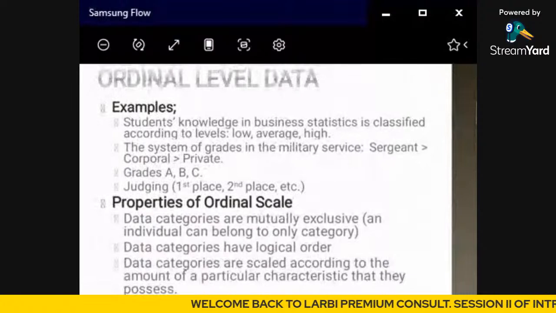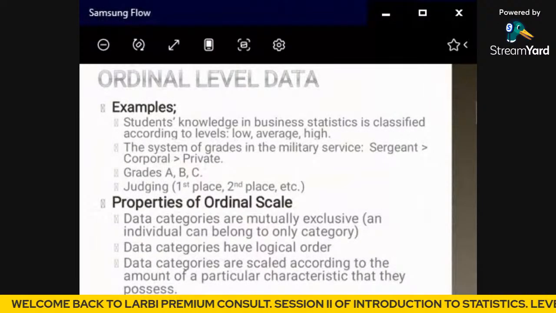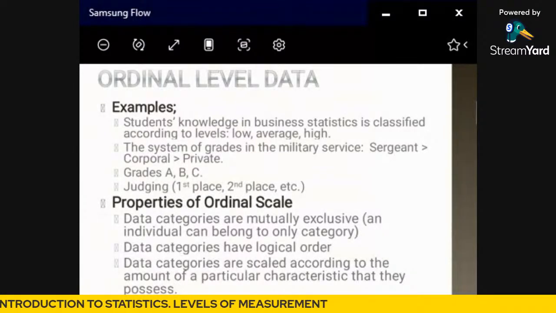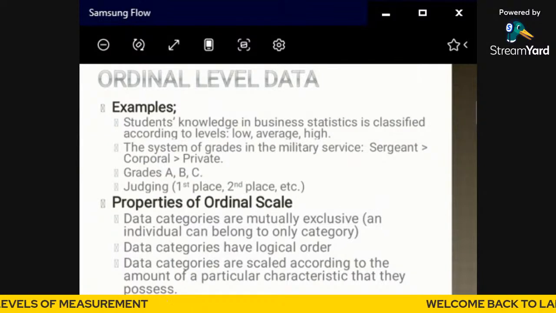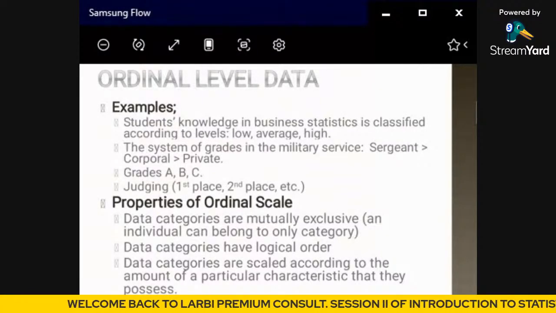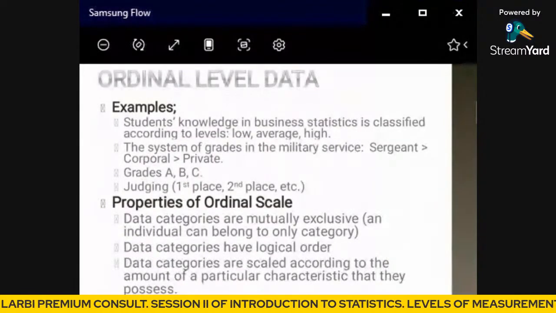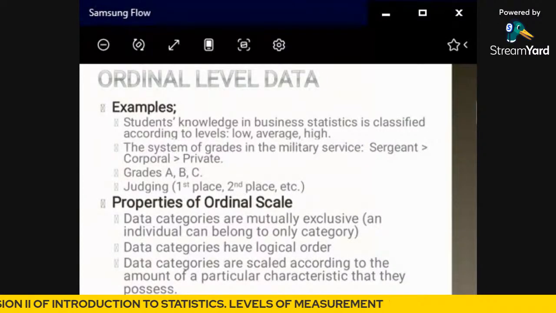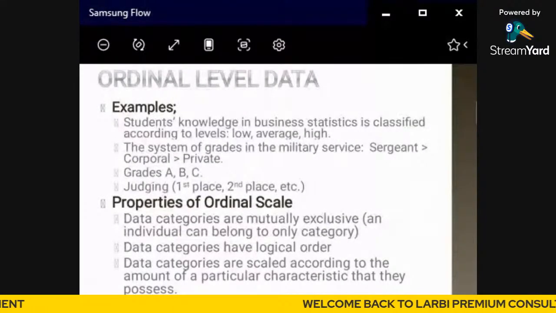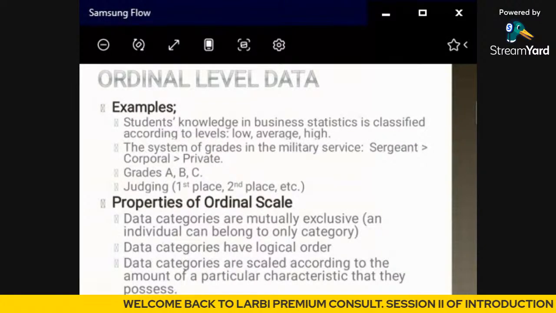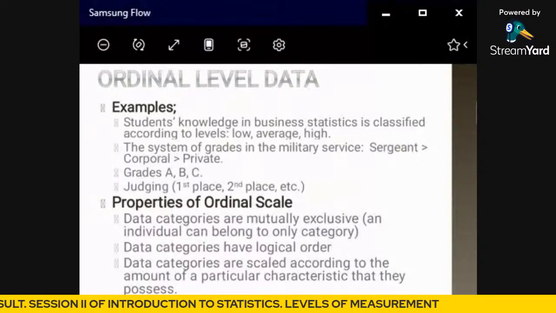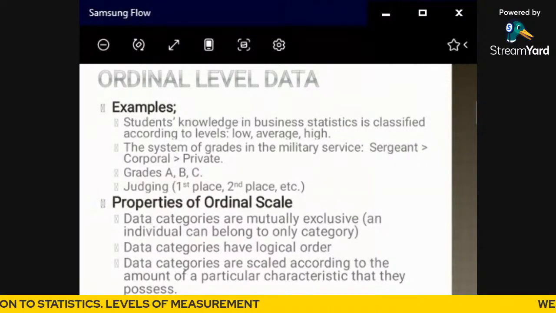that is what the interval measurement of data takes into account. So these are some of the properties. With the nominal level, we said data categories are mutually exclusive. The ordinary level has those same properties too. Data categories have a logical order because we can rank data from high to low. And data categories are scaled according to the amount of the particular characteristic that they possess. The only additional property is that, because the limitation of the nominal level was that I cannot logically rank data, that is what the ordinary level solves. Data can be ranked, arranged, or compared from one set of data to another. That is the one property added: data categories have a logical order. So that is one thing you also need to know.